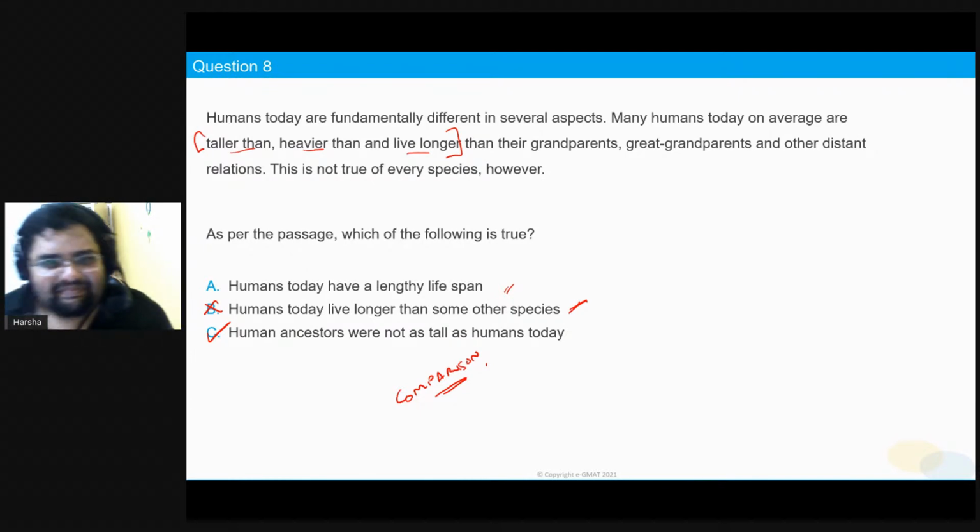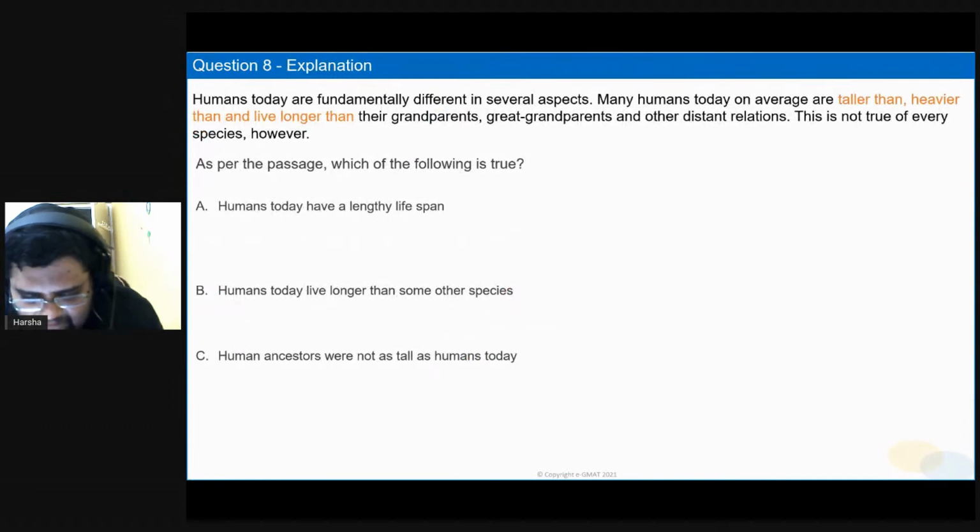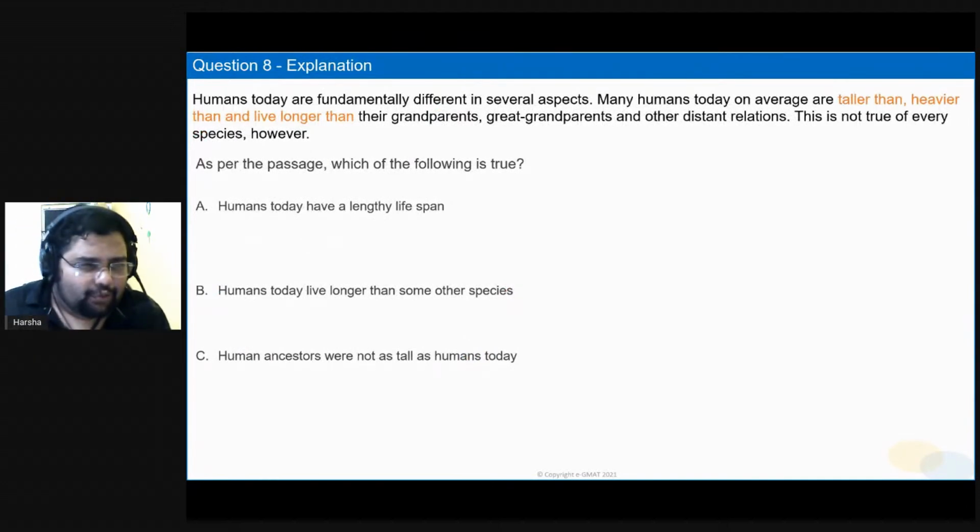All right, so let's talk about what's happening here. We are given that humans today are taller than their ancestors, heavier than their ancestors, and they live longer than their ancestors. So this is a comparison. What that means, and this is again very important, is that if x is taller than y, that does not mean that x is tall. It just means that x is taller than y.